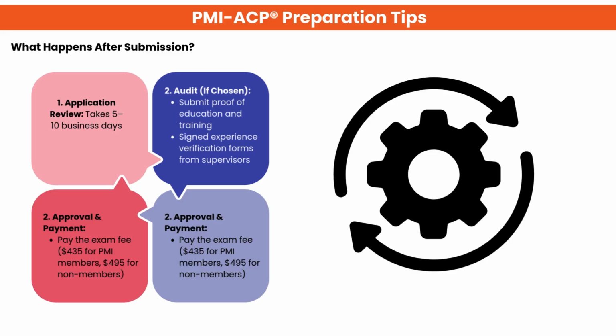This slide explains what happens after you submit the PMIACP application. First, PMI reviews your application in about 5 to 10 working days. If you are selected for audit, you need to submit proof of education, training, and experience verification. After approval, you pay the exam fee and then schedule your PMIACP exam.